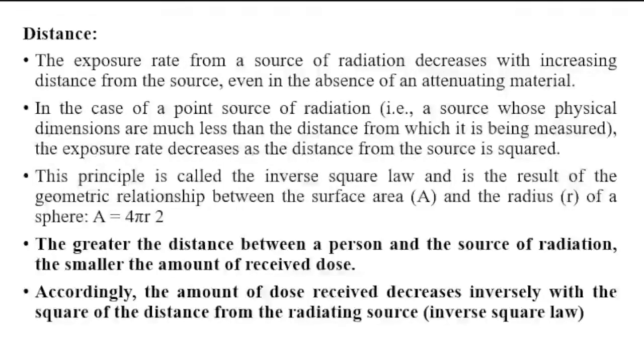Then the second one is the distance. The greater the distance between the person and the source of radiation, the smaller the dose of radiation received. When we talk about distance, it follows the inverse square law. The amount of dose received decreases inversely with the square of the distance from the radiation source.